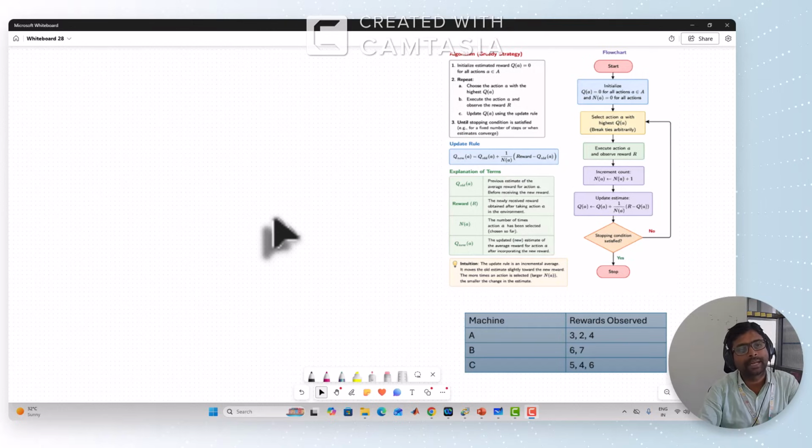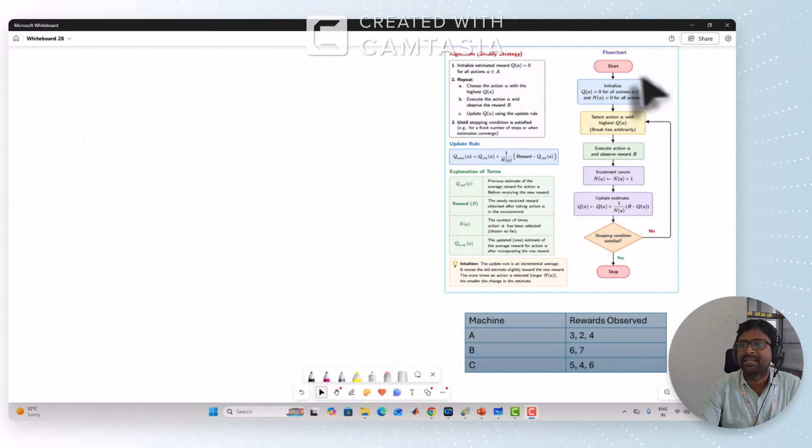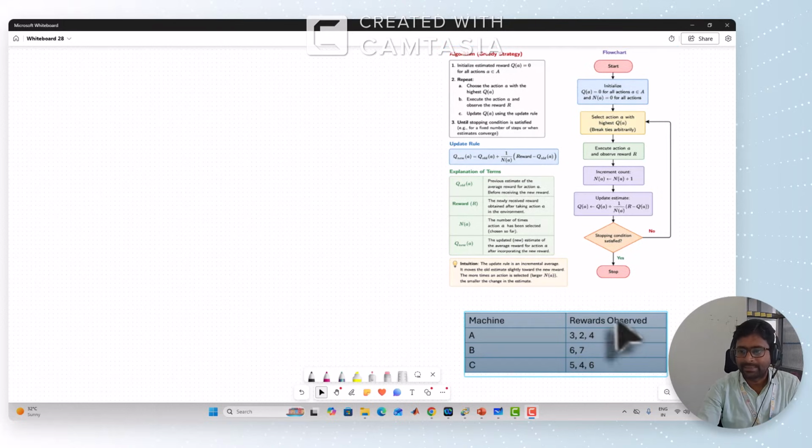In this lecture I am trying to explain how the greedy algorithm based on the incremental step method helps to solve the multi-armed bandit problems. Here you can see on the right side the step-by-step approach to solve this problem based on the greedy algorithm, and the rewards given by every machine are shown here.